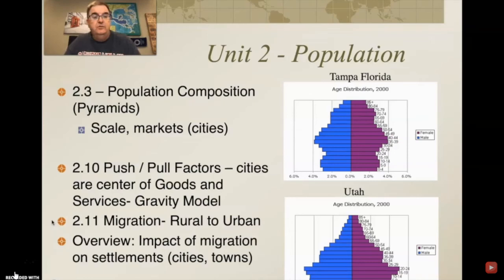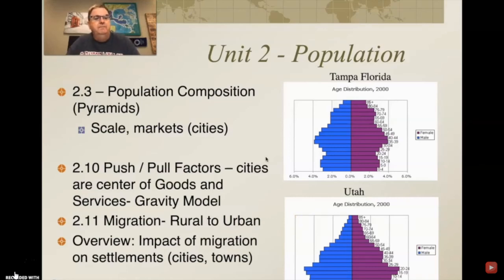So we need to understand how to read population pyramids. We have a couple of population pyramids over here. We have Tampa, Florida. Now you should know that Tampa, Florida is a city, and this is the composition of the population pyramid of Tampa. And then here's Utah. Now the scale of this is by state, and they look different, but whatever answer you provide, make sure you're answering at the proper scale of analysis. City scale, state scale.